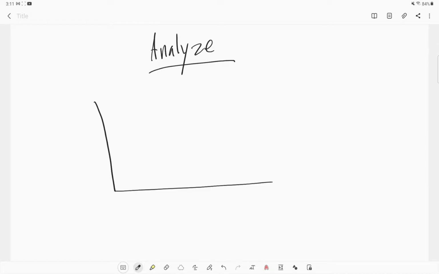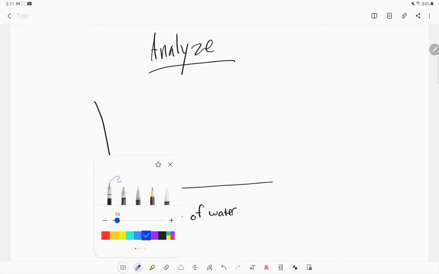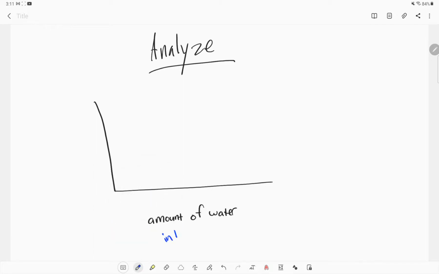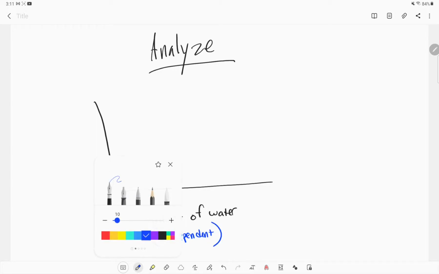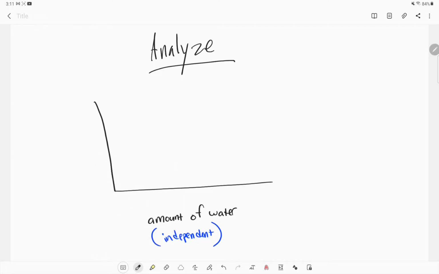First, we're going to start with our independent variable, which is going to be amount of water. Now remember, I said this is the independent variable. That means that it does not rely on anything. It is its own factor.